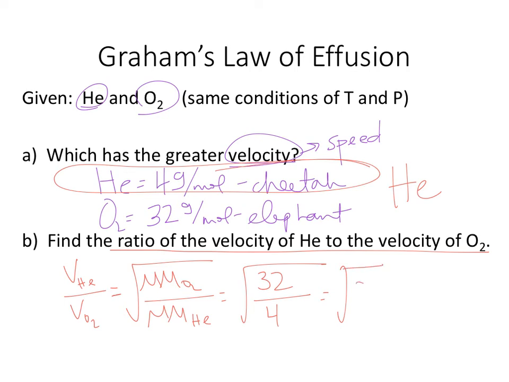The square root of 8, and please don't leave it as the square root of 8. I know your math teacher would have you do that, but please don't. Please let's actually square root the 8. So you end up with 2.83 approximately, which means that helium moves faster. How much faster? 2.83 times faster.